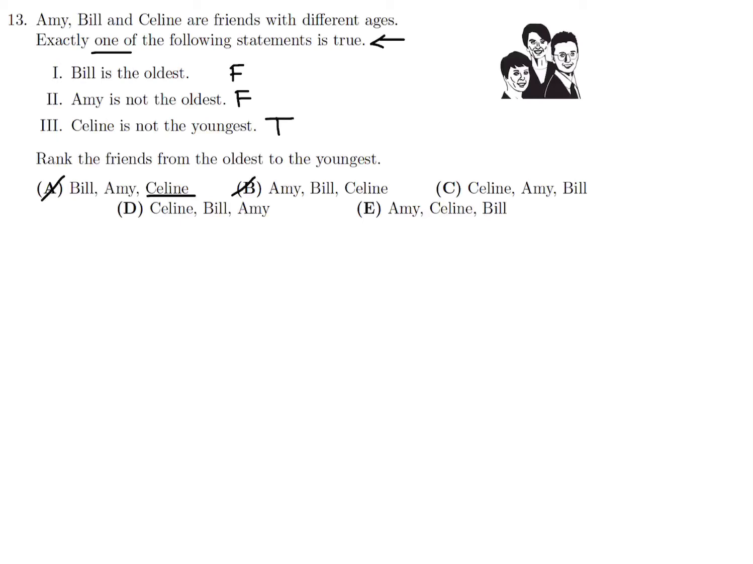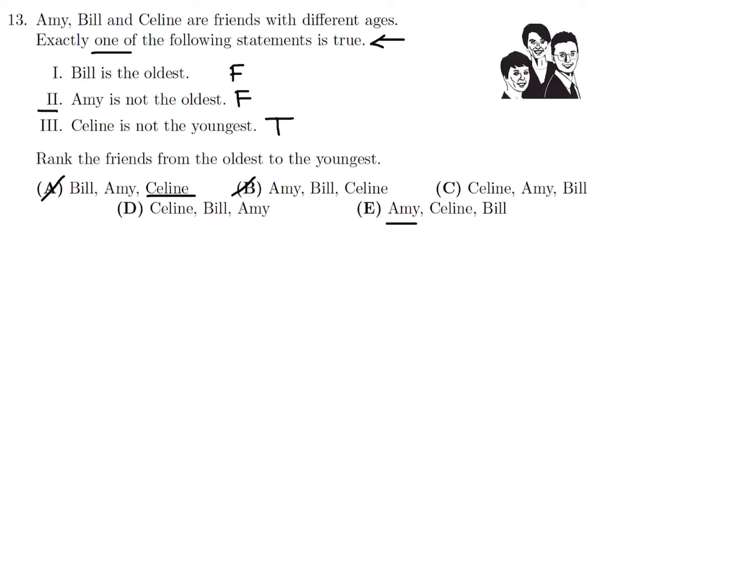Well, let's look at the other one. "Bill is the oldest" is false. So Bill is not the oldest. Is Bill listed as the oldest in C, D, or E? Well, no, so that didn't help us. How about statement number 2? "Amy is not the oldest" is false. So that means Amy is the oldest. In C, D, and E, Amy is the oldest right there.